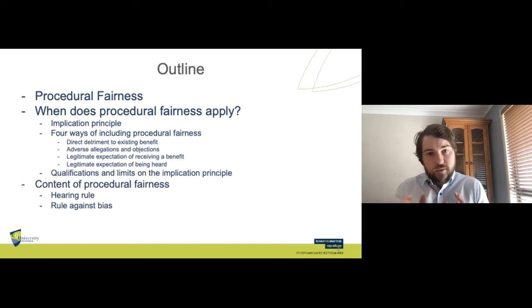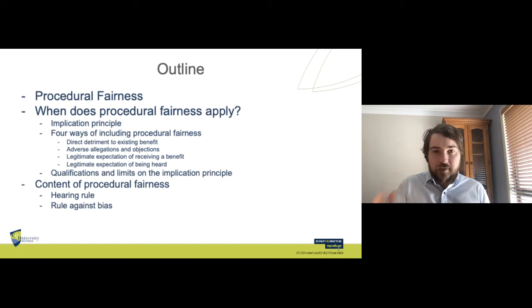And it's worth quickly noting the distinction between natural justice and procedural fairness. Procedural fairness really captures what we're looking at in this ground of review. We're looking at whether the process has been fair to the person who's affected by the decision. Have they been given a right to be heard? Is the decision maker free from bias? Things like that.